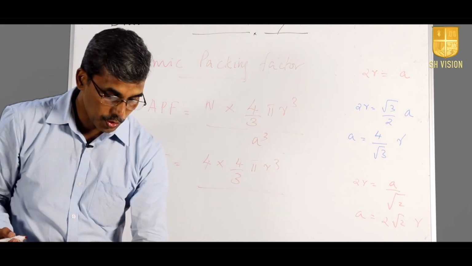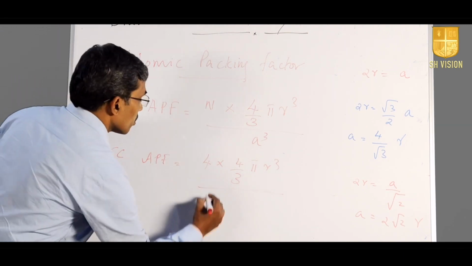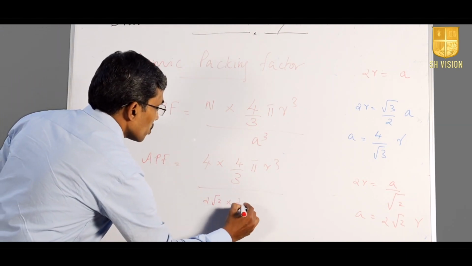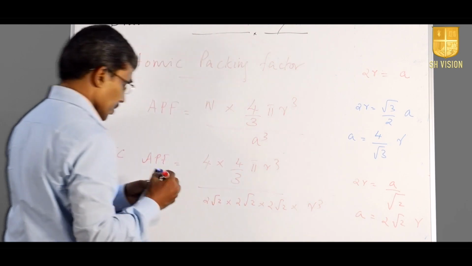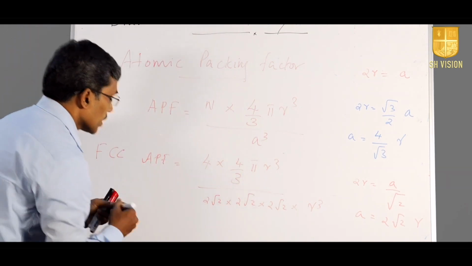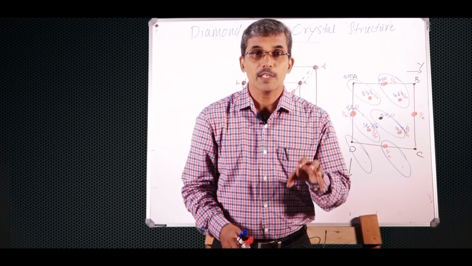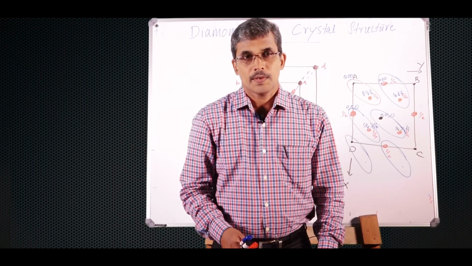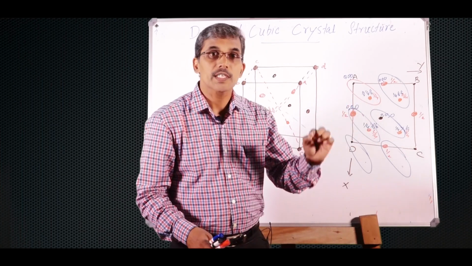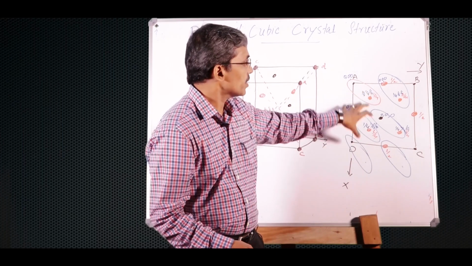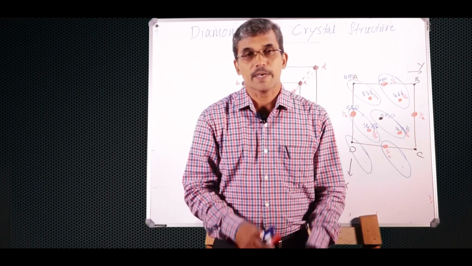So 2r is equal to a by root 2, which we have seen, and therefore a is equal to 2 root 2 r. Therefore, this will be 2 root 2 into 2 root 2 into 2 root 2 into r cube. So when you solve this, you will be getting this is equal to 0.74. It is a very tightly packed system, and we call it cubic close packed crystal structure. Whereas in diamond cubic crystal structure, if we calculate this atomic packing factor, it will be only 34%. We'll see later. So that means diamond cubic crystal structure is a loosely packed system, whereas face-centered cubic crystal structure is a closely packed cubic system.